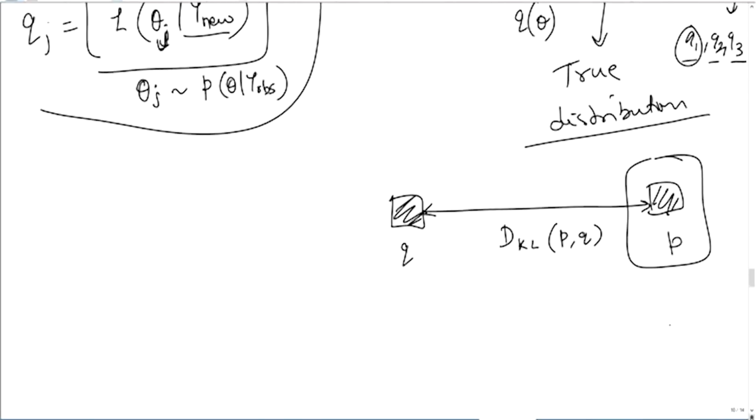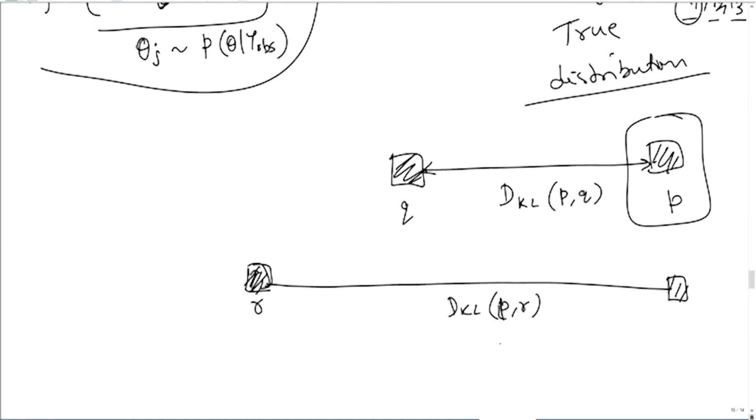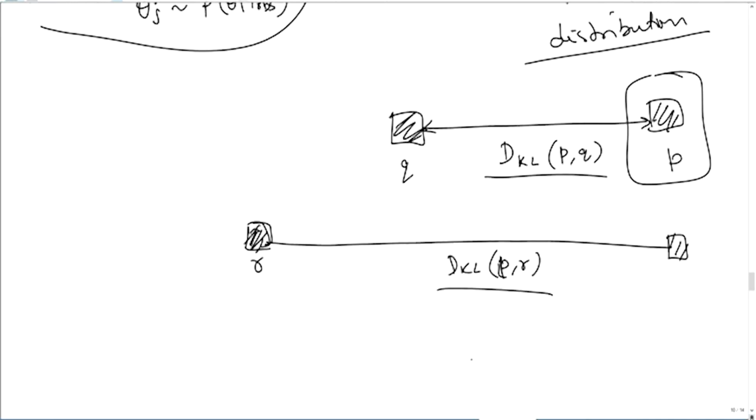So what you can do instead is compute the same for another model R, which is basically our competing model. So you compute the KL divergence from R to P. You do the same for model R. Now you can actually compute a relative KL divergence. So relatively, how far is model Q from the truth compared to model R?